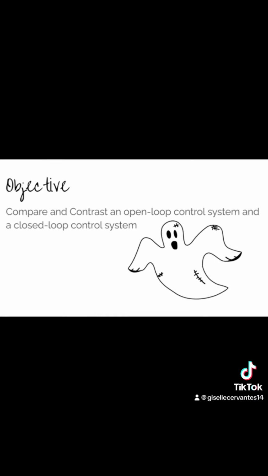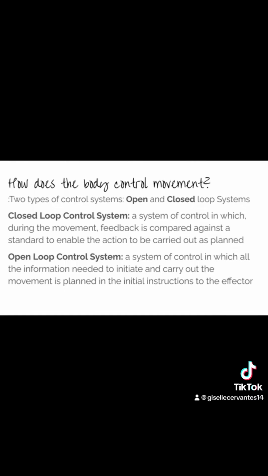The objective that I chose for this presentation is going to be compare and contrast an open loop control system and a closed loop control system. How does the body control movement? So there's two types of control systems. We have open and closed loop systems.